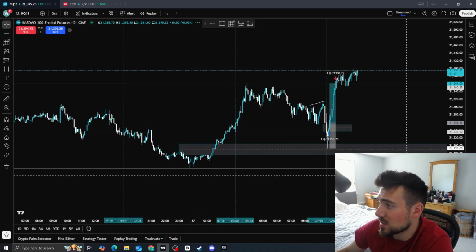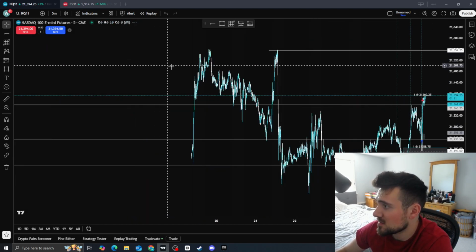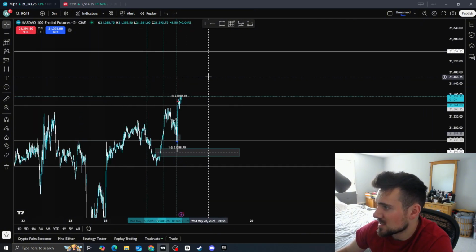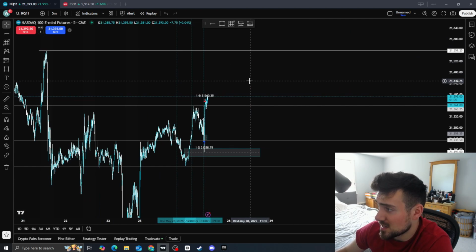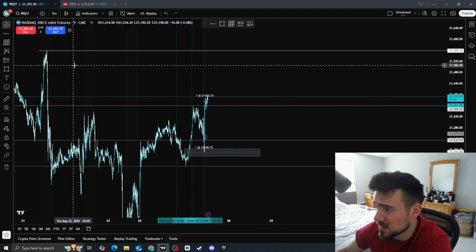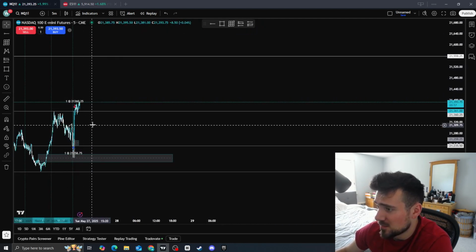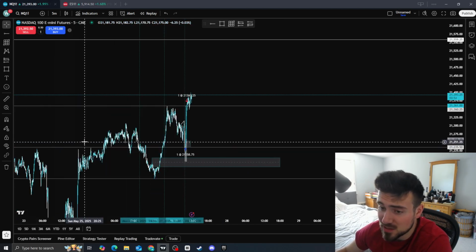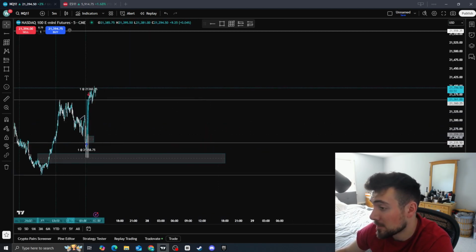The next draw on liquidity is this. And I was like, I don't really think we're reaching that today. That is so high up, and we don't really have low resistance liquidity before that. We have a bunch of fair value gaps. But safe and sound is always previous session highs and lows for me.